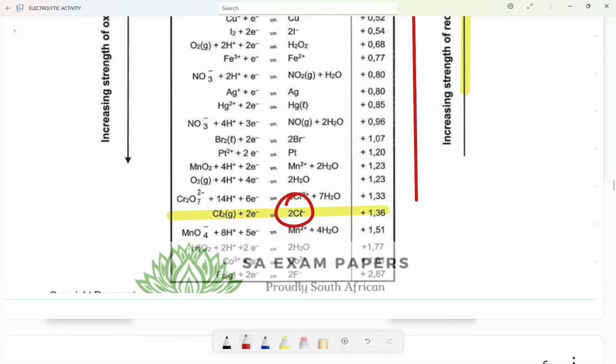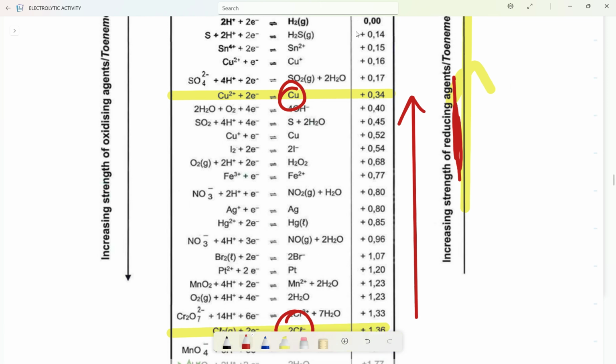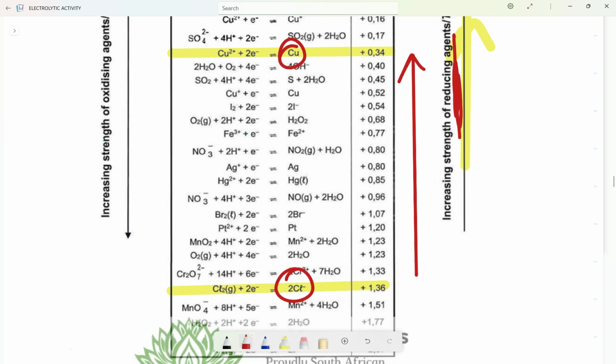And by the way, guys, when they say compare the strength of the reducing agent, you compare the ones on the right. When they say strength of oxidizing agent, you look at these. So can you see now, copper is a stronger reducing agent than Cl minus.